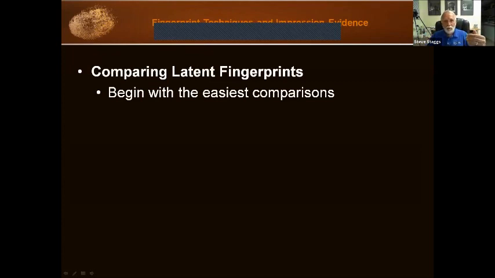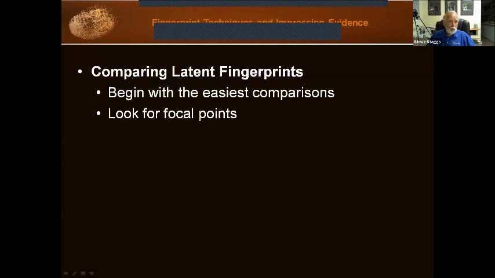So you have your known card and you've got your latents. Pick the ones that are the easiest to do first. The ones that have the most detail, have a lot of points. In other words, if I had several to choose from, and some of them were those fingertips we saw earlier, those little tiny pieces, I wouldn't start with those. I would start with the ones that look like I'm going to have the most success with and get those out of the way first.